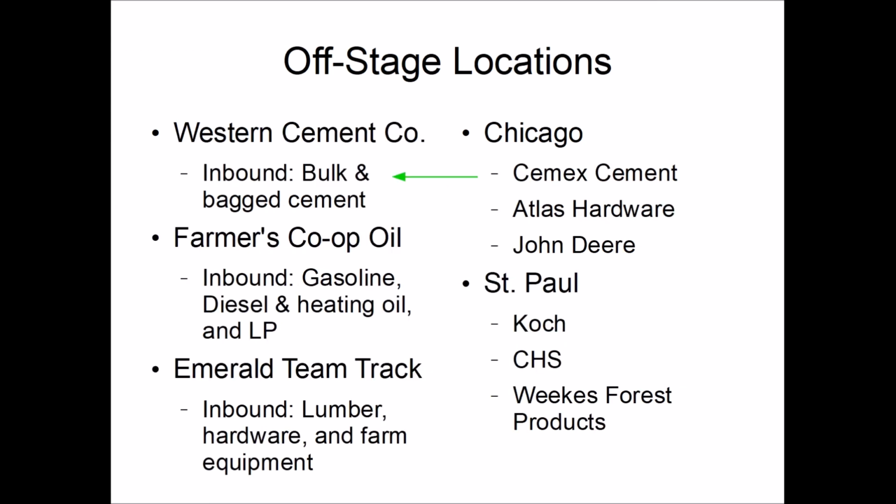The three locations that just receive stuff, don't ship, are a little easier. Western Cement Company gets things from Cemex in Chicago. The Farmers Elevator gets stuff from Coke Refinery in St. Paul, and LP from Senex Harvest States. Those are all fairly straightforward.